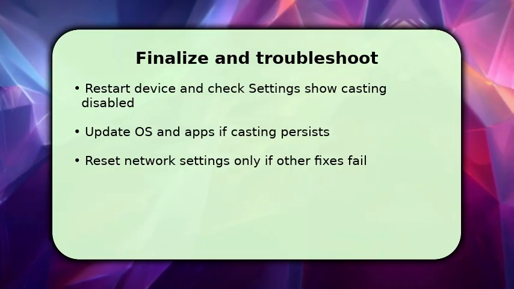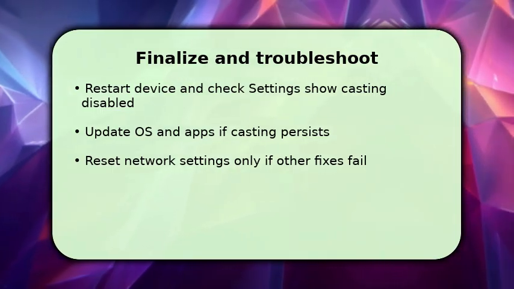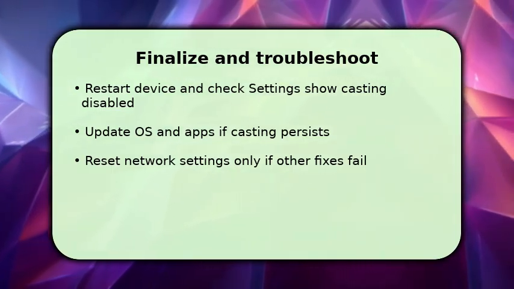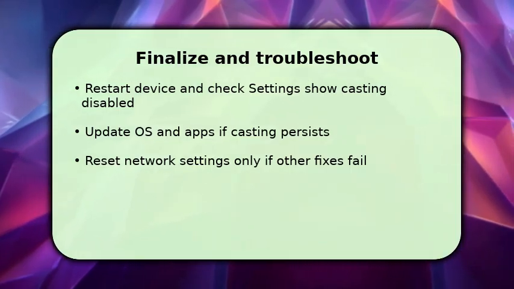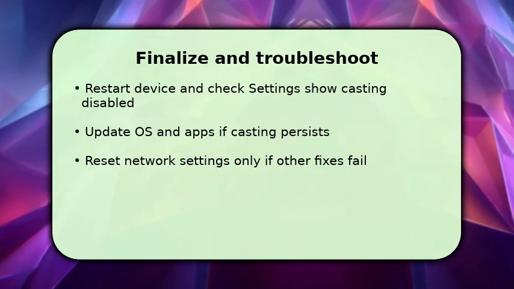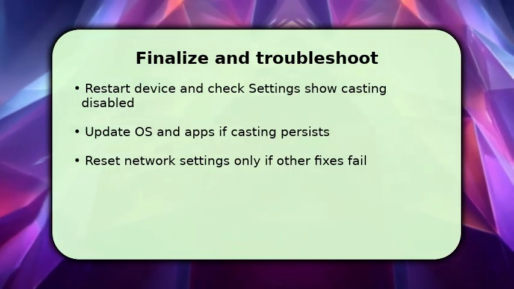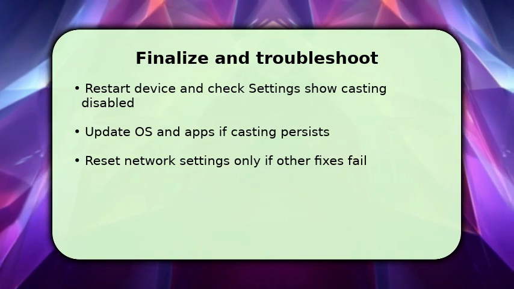As a last resort, reset network settings to clear saved device pairings, but back up Wi-Fi credentials first. If you still see unexpected casting, disable the device's network or factory reset the offending accessory as the final troubleshooting step.